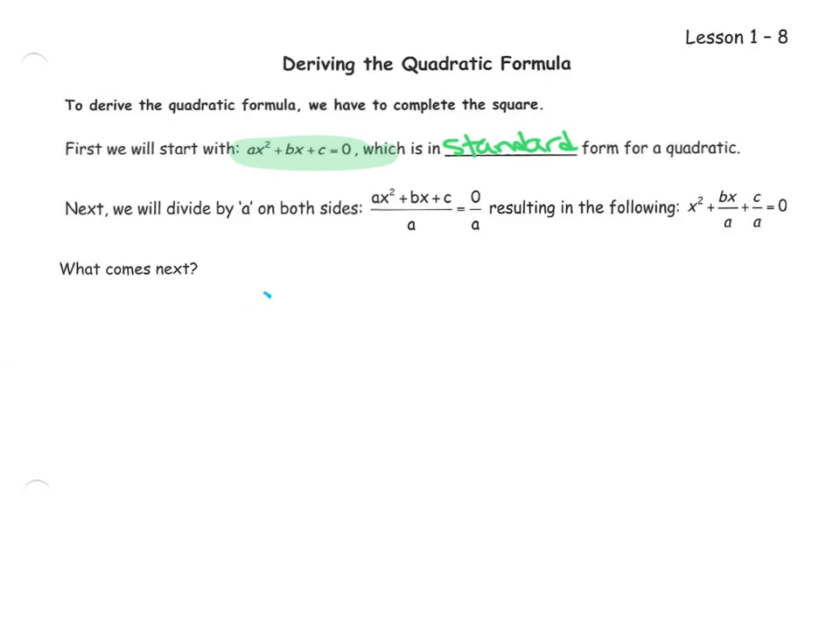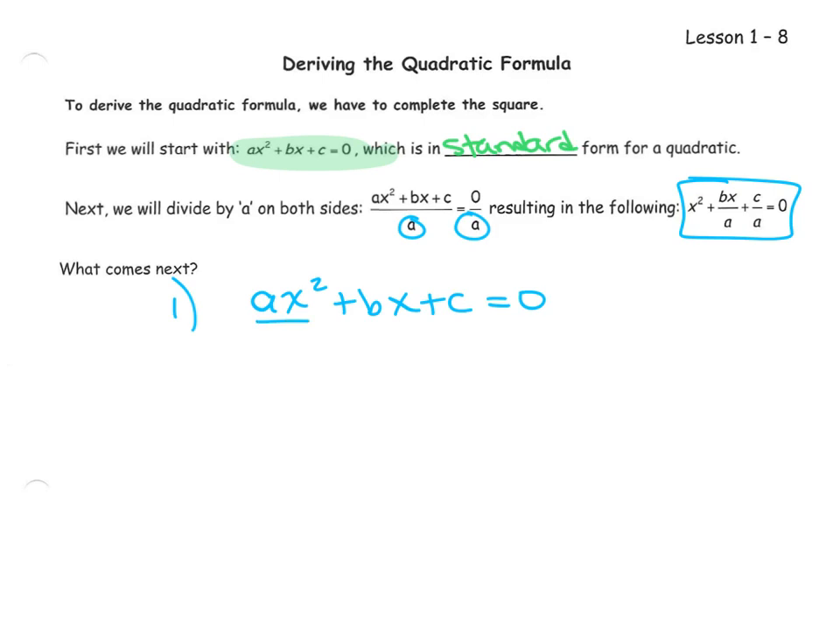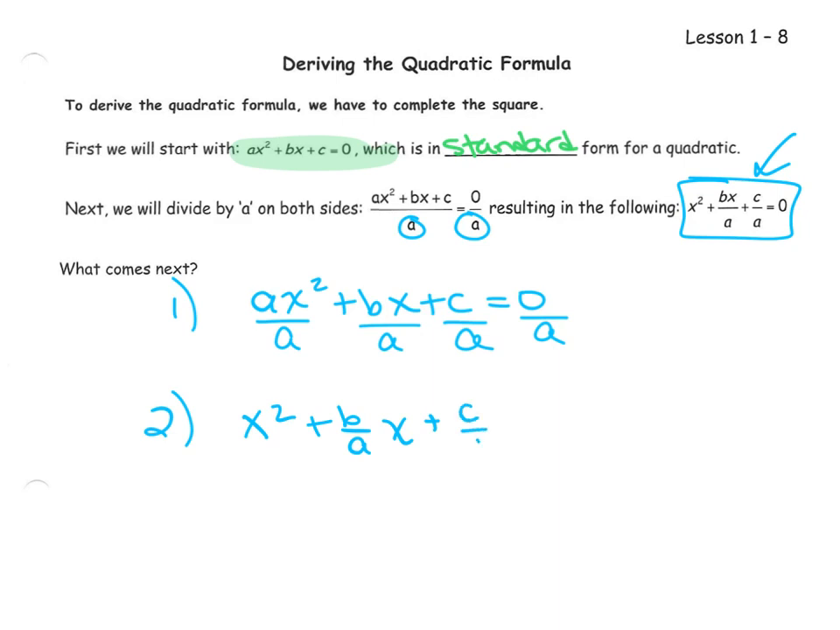So first thing we're going to do is start off with our standard form of ax squared plus bx plus c equaling 0. Our next step is we divide everything out by a. So we'll be left with the following. Let's do that. Divide everything out by a. What you do to one side, you must do to the other. So what we'll be left with, and again, I already gave it to you here, is x squared plus b over a x plus c over a equals 0.